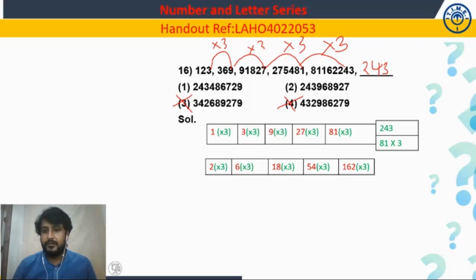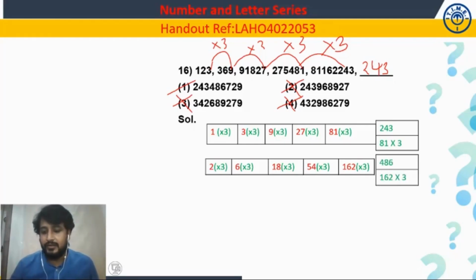18 into 3 is 54, 54 into 3 is 162, perfectly matching with the given series. Now 162 into 3 must be 486. So what is our answer? It is not choice 2, it must be choice 1, 486. Okay, 162 into 3, 486.